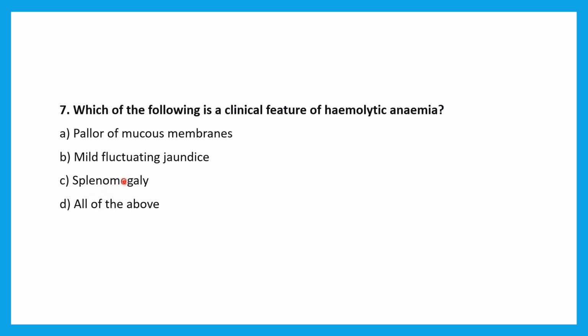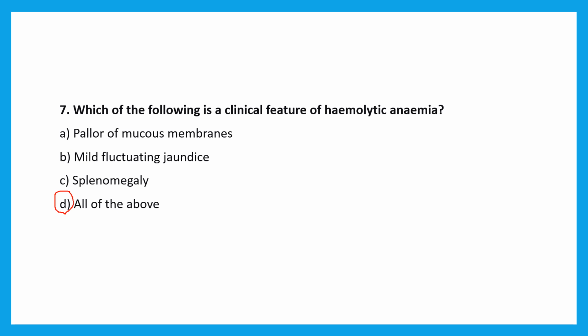Then we talk of splenomegaly. Remember, the spleen itself as an organ is the one that is involved in the destruction of RBCs, and since it's the organ that is involved, it's enlarged. It becomes enlarged because it works hard to remove the damaged cells. All right, so we are saying that all of the above is the correct answer.